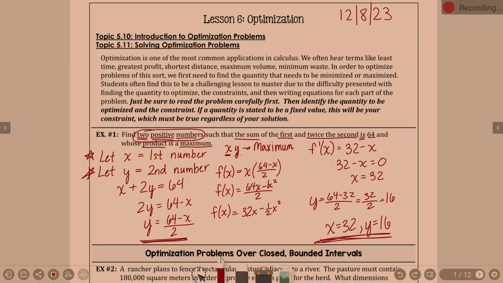Now, given a situation where we'd come out with multiple x's, we'd have to do some testing and figure out which one is the maximum to use. It often happens though that you end up finding just one, so that ends up being the one that works.